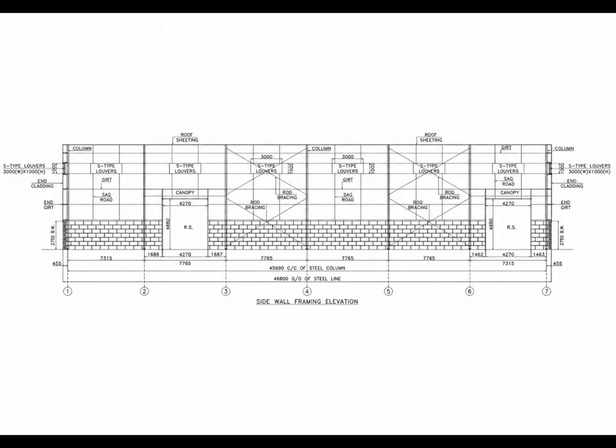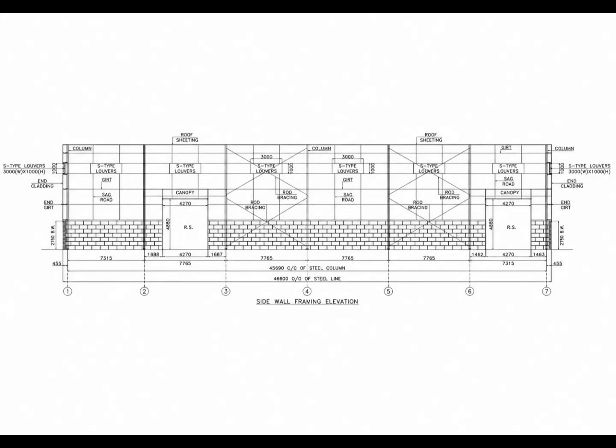Now, in this slide, we are looking at the side wall framing elevation of our real PEB project. This view is very useful because it allows us to understand how the different secondary framing members are arranged along the side wall. Instead of looking at the complete 3D model, we are now focusing specifically on the side wall elevation so that we can identify the sag rod location clearly.